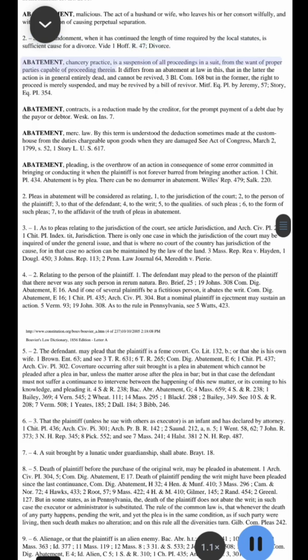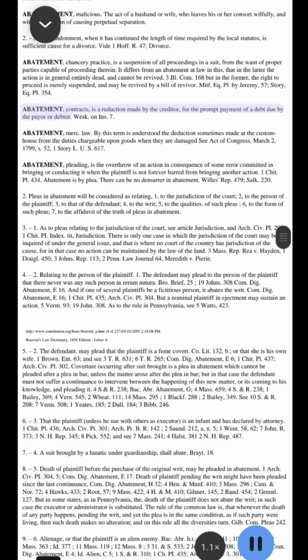Abatement, chancery practice, is a suspension of all proceedings in a suit, from the want of proper parties capable of proceeding therein. It differs from an abatement at law in this, that in the latter the action is in general entirely dead, and cannot be revived. 3 Bl. Com. 168. But in the former, the right to proceed is merely suspended, and may be revived by a bill of reviver. Mitf. Eq. Pl. by Jeremy, 57, Story, Eq. Pl. 354.